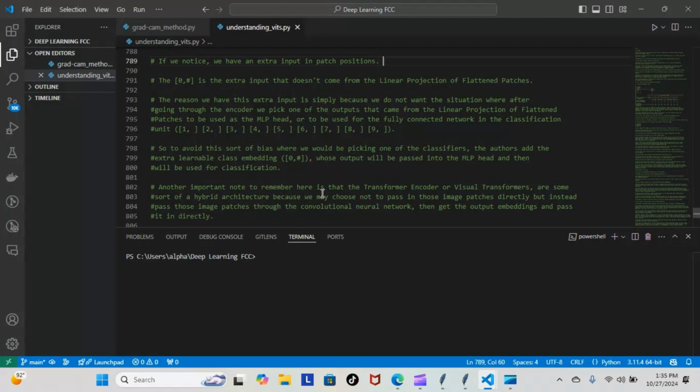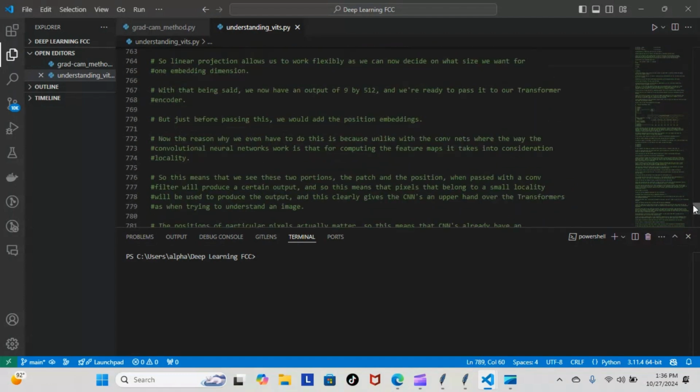Another important note to remember here is that the transformer encoder, or visual transformers, are some sort of a hybrid architecture, because we may choose not to pass in those image patches directly, but instead pass those image patches through the convolutional neural network, then get the output embeddings and pass them in directly.